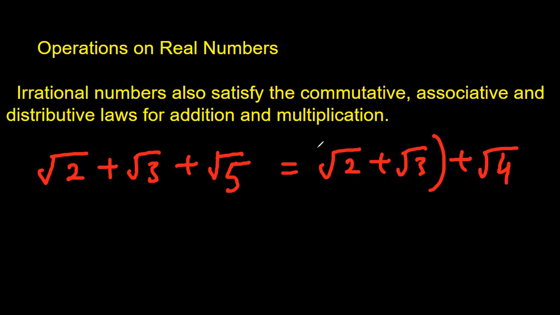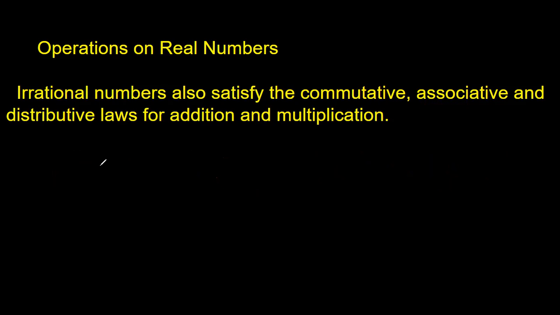We just want to put bracket in the first two or last two. In both situations, we will get the same answer. We are simply adding these numbers, right? So that means they are associative. Addition of irrational number is associative. What about multiplication? Interestingly, multiplication is also associative.